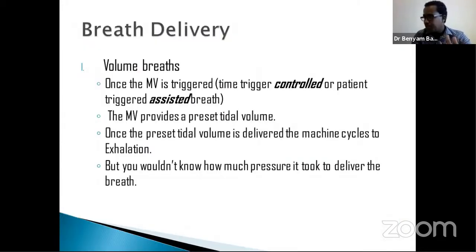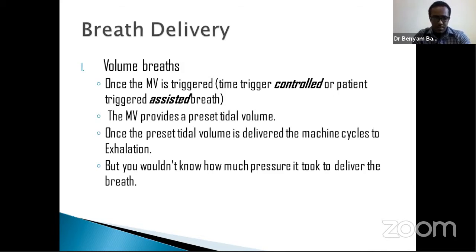So if we discuss the three ways of delivering a breath, one is a controlled breath, where the patient does nothing, only the ventilator will deliver the breath, which is followed by the set time. So if that set time comes, the breath will be delivered. The other one is the assisted one. If a patient is initiating the breathing efforts, the machine will deliver the full support and the patient will have a full breath. And the third one is the supported one. As the name says, it only supports certain aspects of the breathing, but most work is done by the patient.